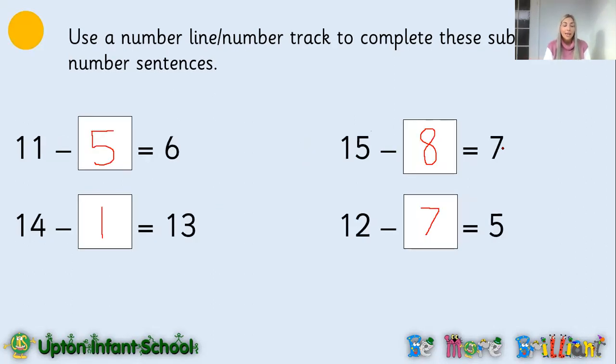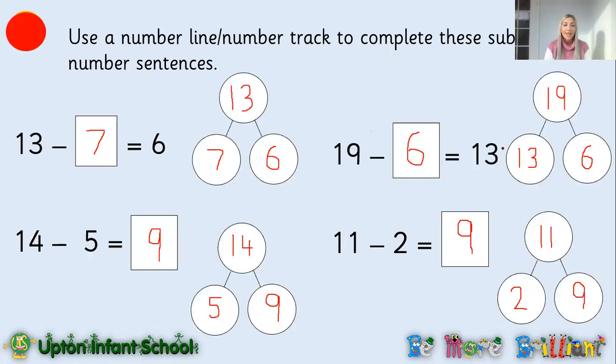Now, the first one is 11 take away 5 equals 6. So there were 5 jumps. 14 take away 1 equals 13. 15 take away 8 equals 7. And 12 take away 7 equals 5.